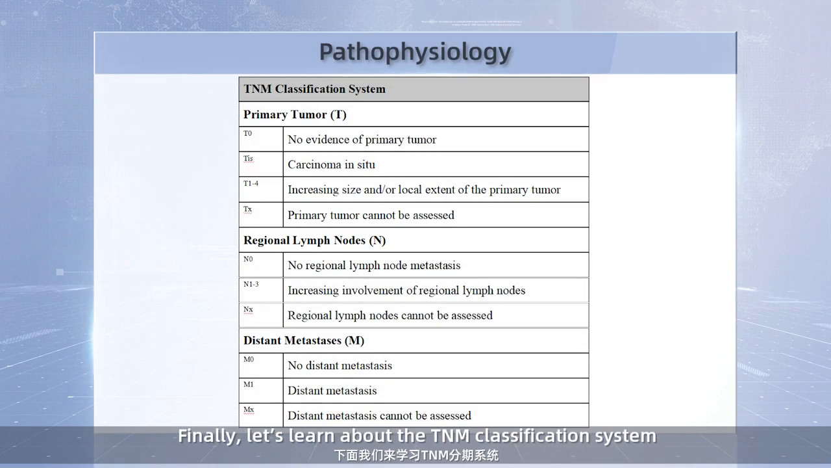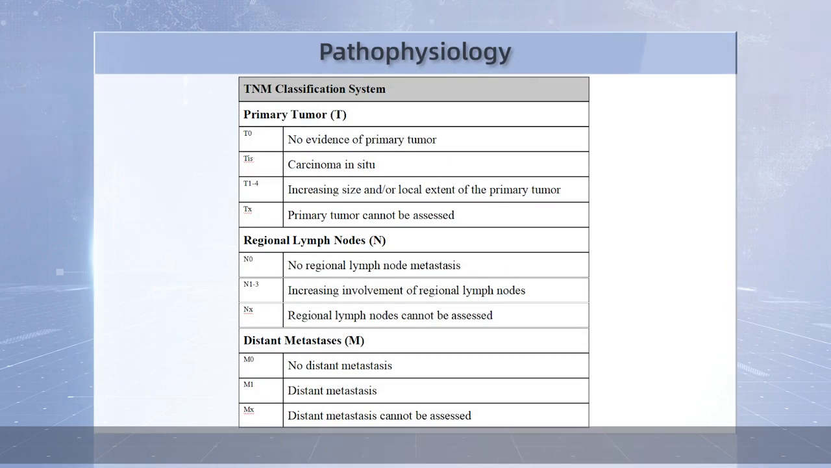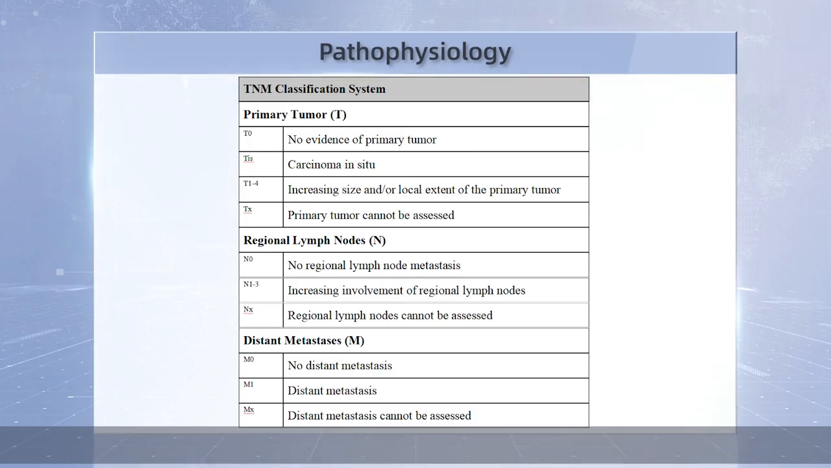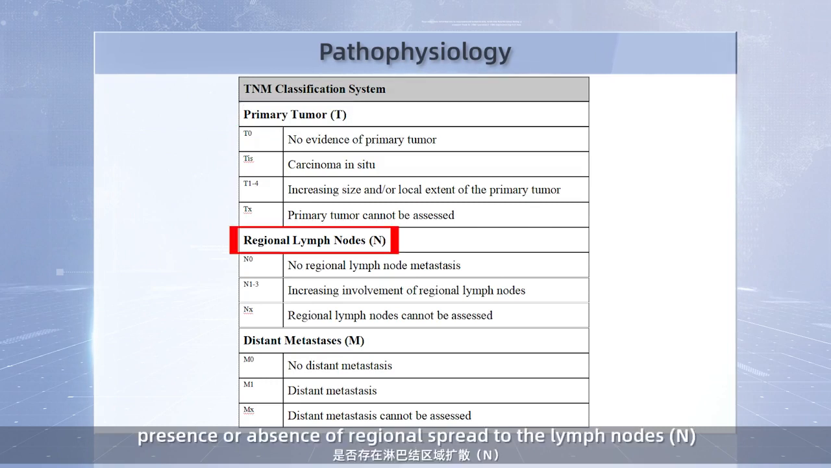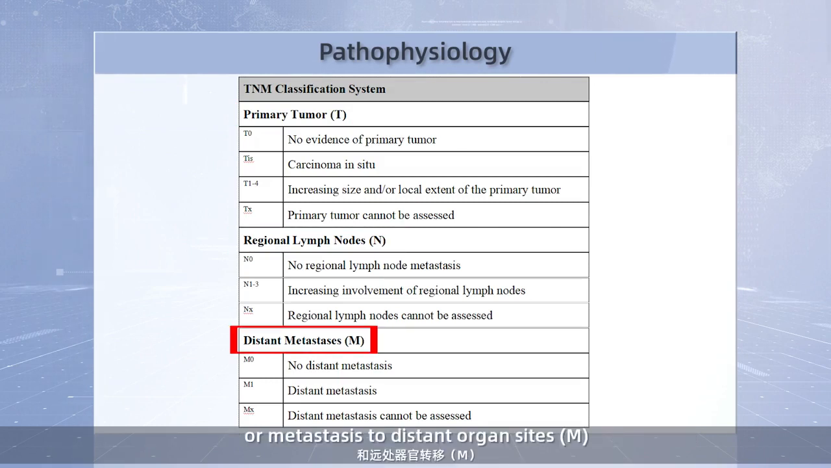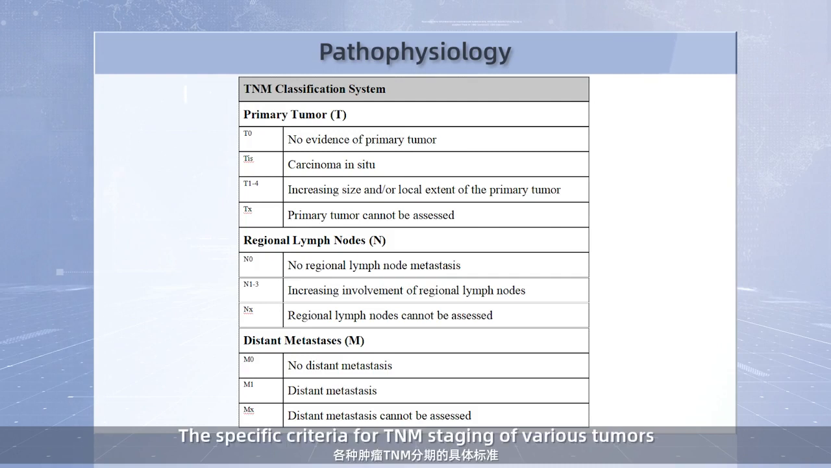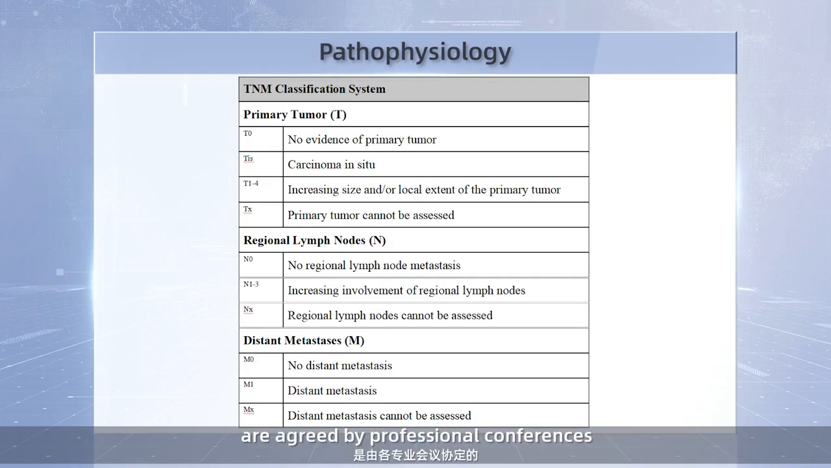Finally, let's learn about the TNM classification system. We use it to determine the anatomic extent of the disease involvement based on 3 parameters: tumor size and invasiveness, T; presence or absence of regional spread to the lymph nodes, N; or metastasis to distant organ sites, M. According to different combinations of 3 indicators, we diagnose the cancer as stage 1, 2, 3, and 4. The specific criteria for TNM staging of various tumors are agreed by professional conferences.